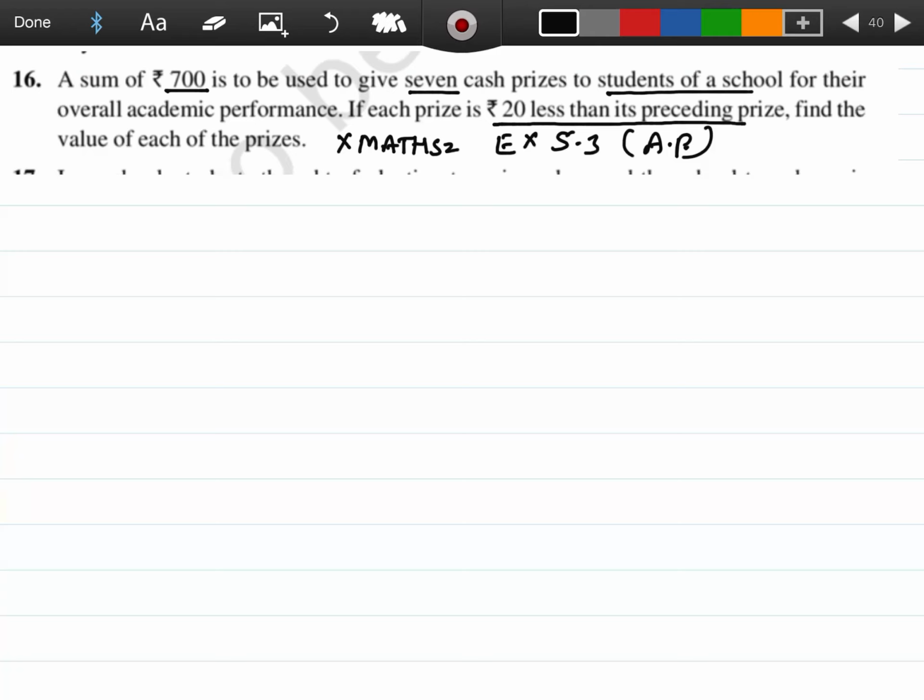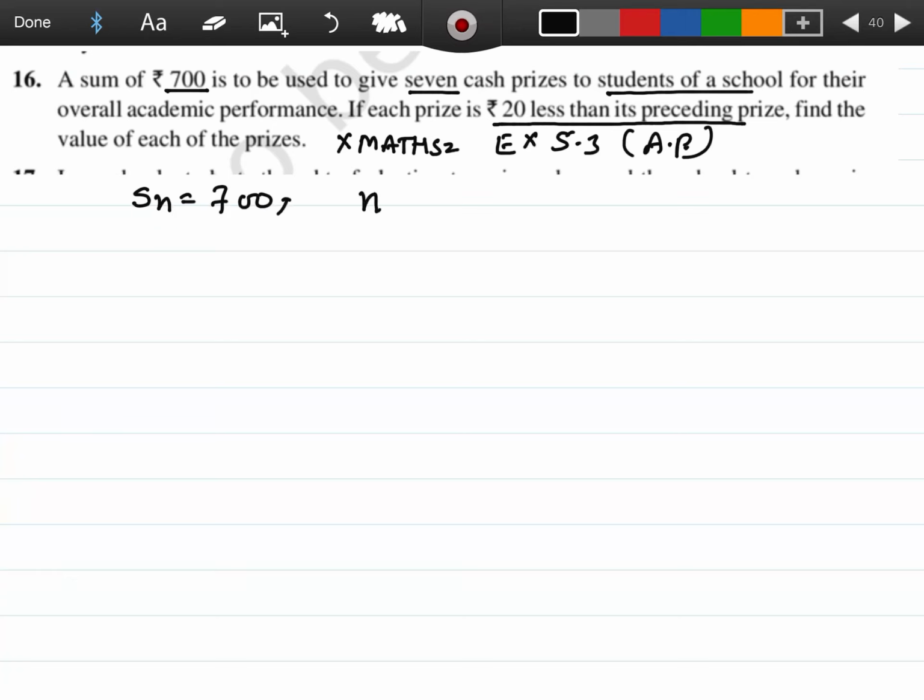means if the first prize is, let the first prize be 100 rupees, so the second prize will be 80 rupees, 20 less than the preceding prize. The difference between the first prize and second prize is 20 rupees, or the first prize is 20 rupees more than the second prize. Similarly, the second prize is 20 rupees more than the third prize. Similarly, the third prize is 20 rupees more than the fourth prize.